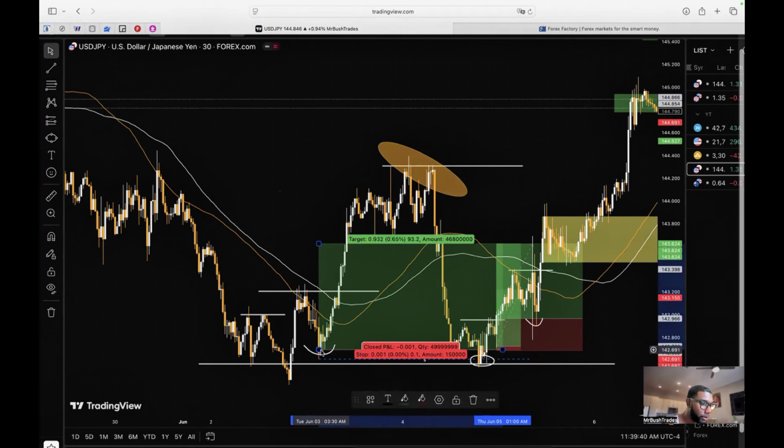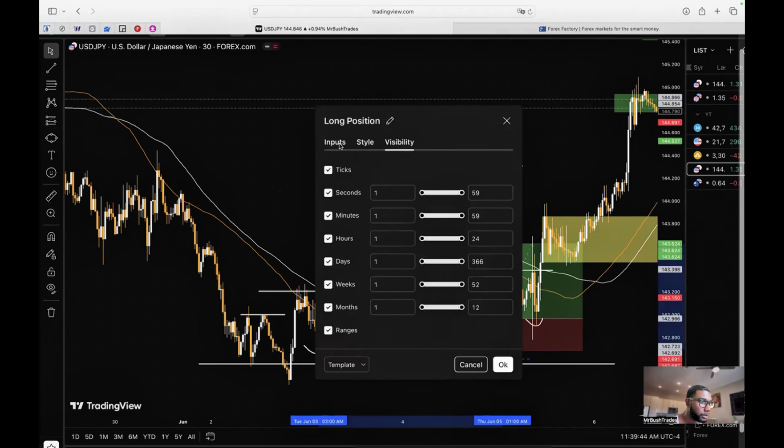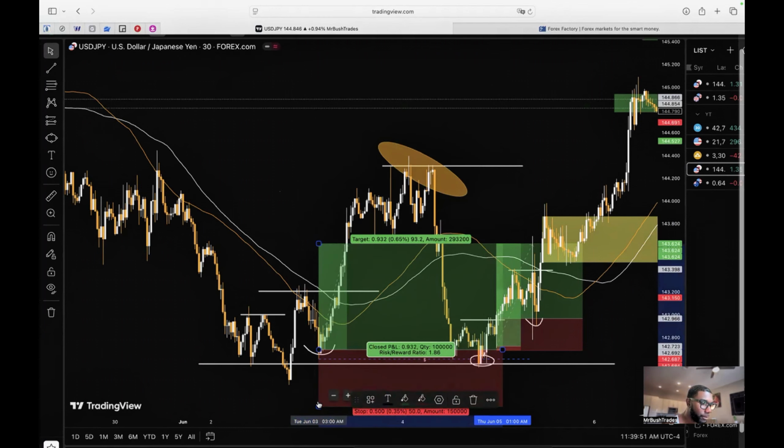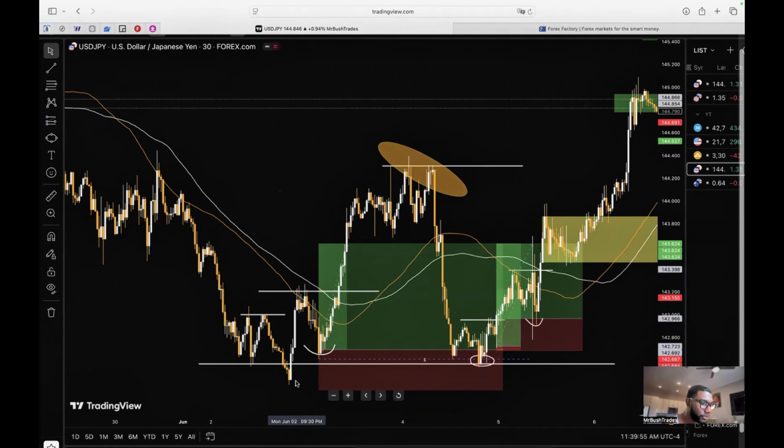Where was my stop loss? Let's do this. So my stops was below this low point right here, this support right here. My stops was below this support, and price did not stop me out.